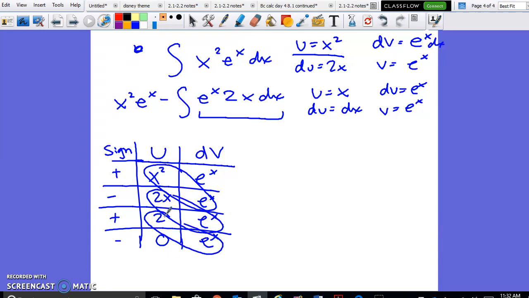If you've never seen this before, you're going to be super mad that you've never seen it before, because it makes it so easy. So this tells me my sign, and I'm just going to add all these pieces together. So my first piece is x squared times e to the x. And then I'm going to subtract 2x e to the x. And then I'm going to add 2 e to the x. And then I'm just going to add on c.